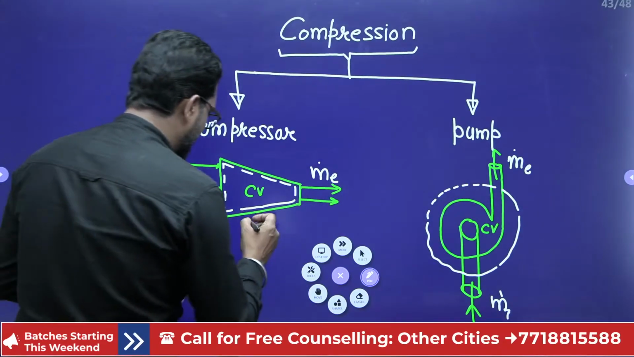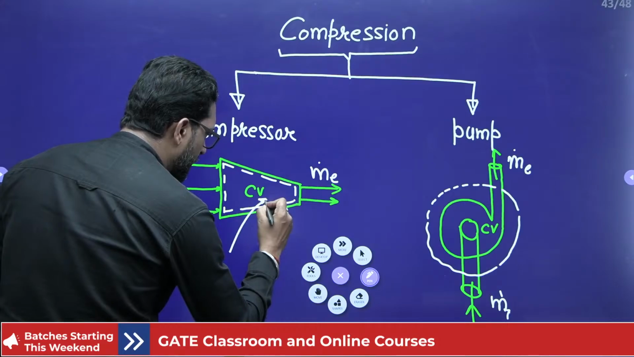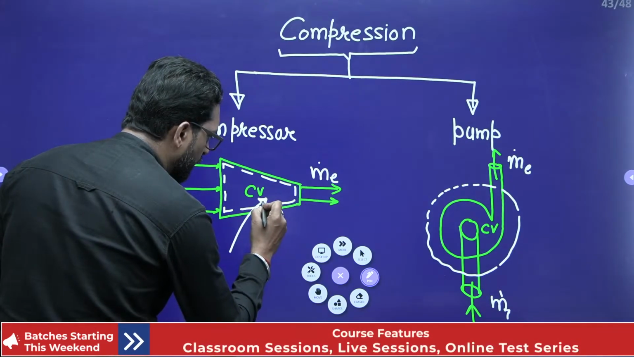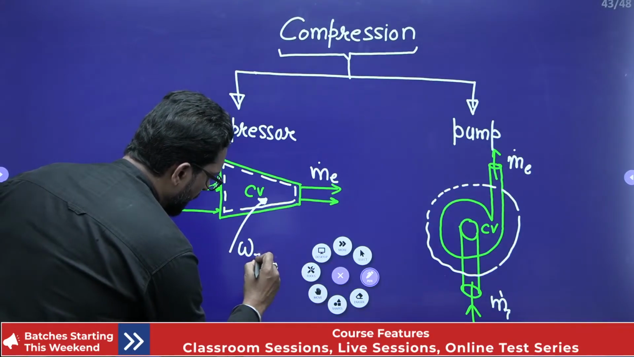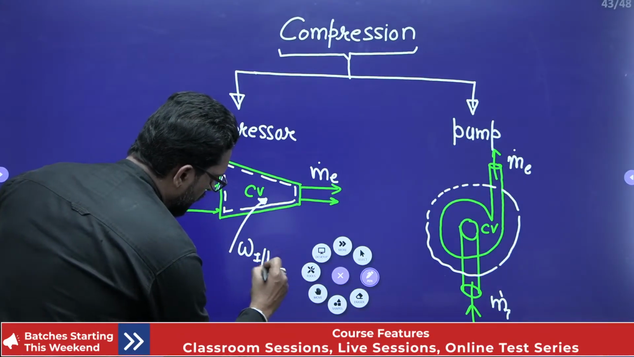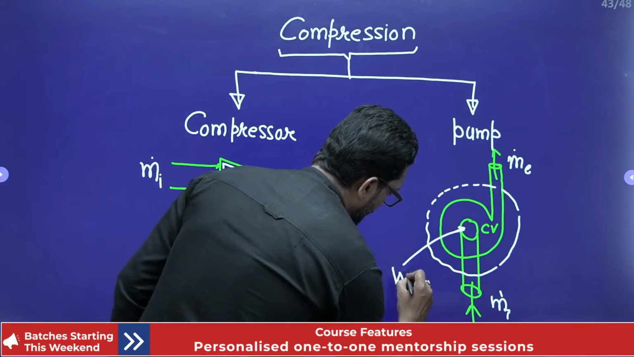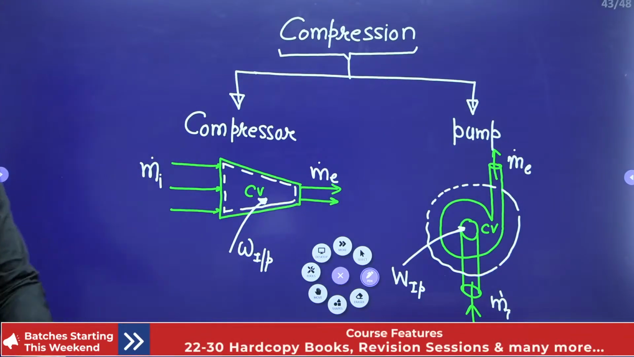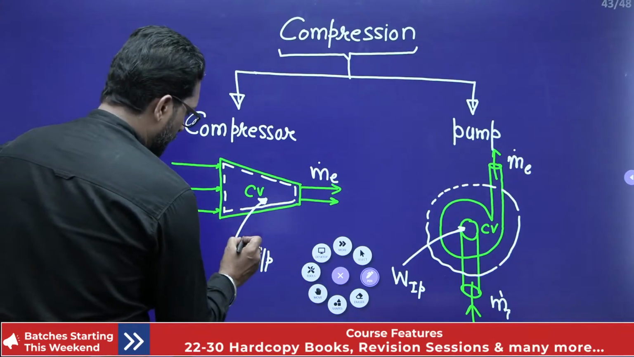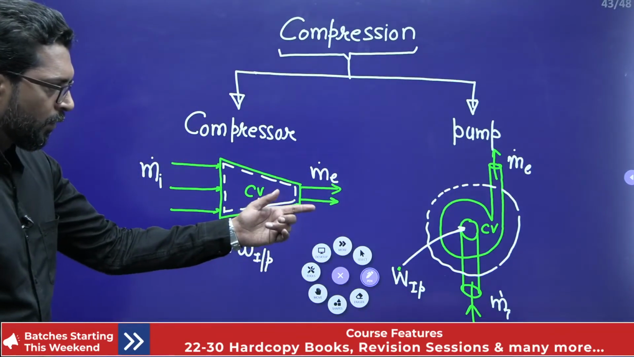In both cases, we supply the work from the surroundings. That means this is work input. In this case also, work input. Very important. If you draw the power, there is a W dot. Okay. Now, what is that, beta?